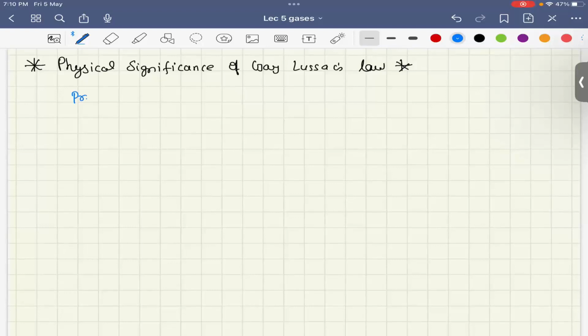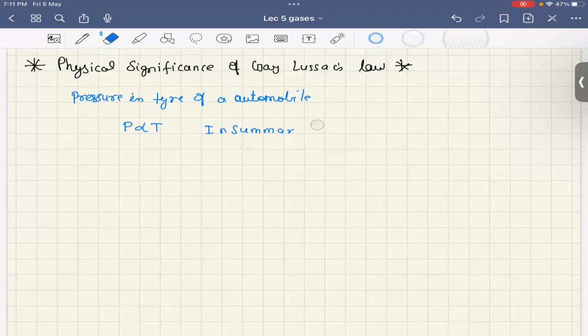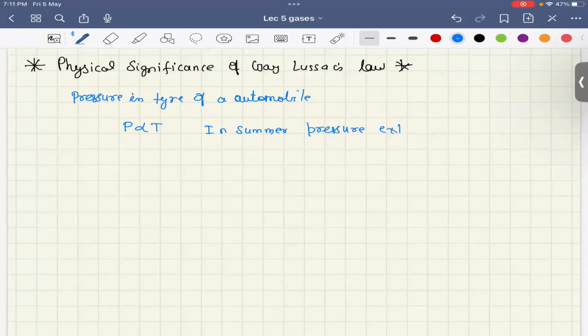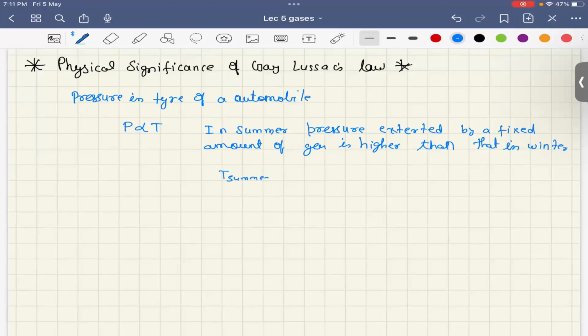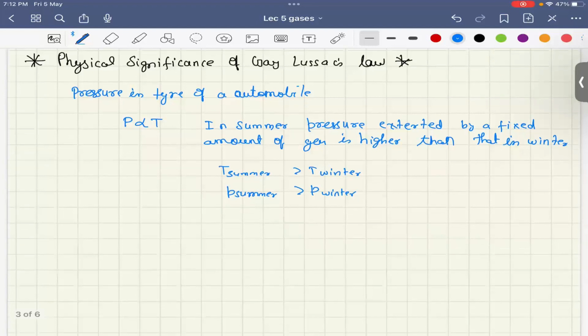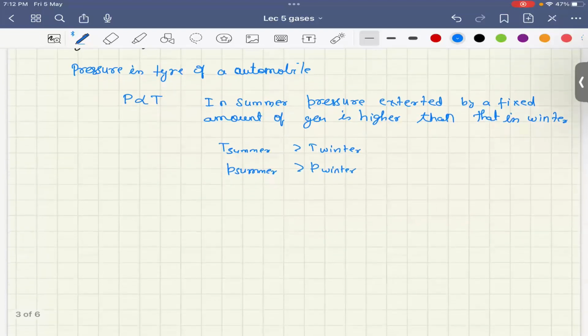So pressure in the tire of an automobile, as per Gay-Lussac's law, is directly proportional to temperature. Pressure exerted by a fixed amount of gas will be higher in summer than in winter, because temperature in summer is greater than temperature in winter, and hence pressure in summer is greater than pressure in winter. Hence we are advised to keep less amount of gas during summer and more amount of gas during winter in our tire. So let us solve an example.